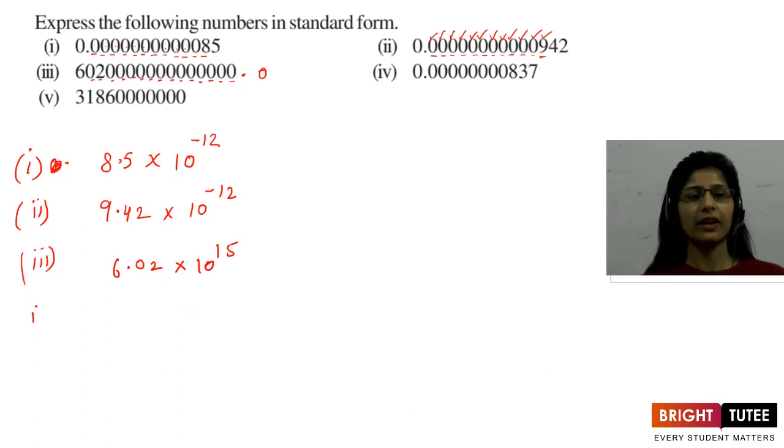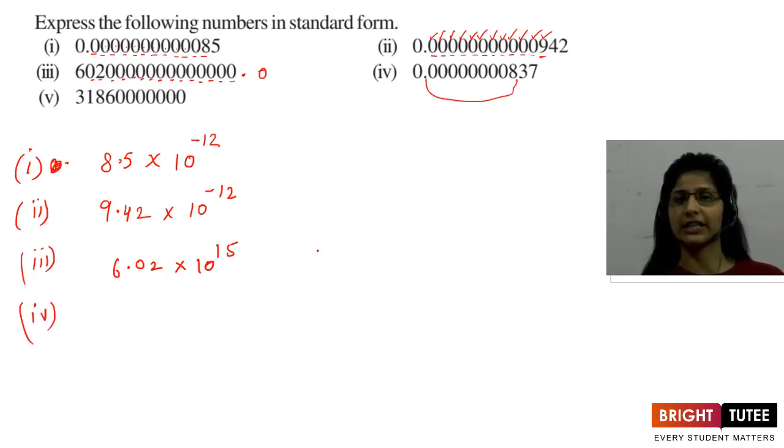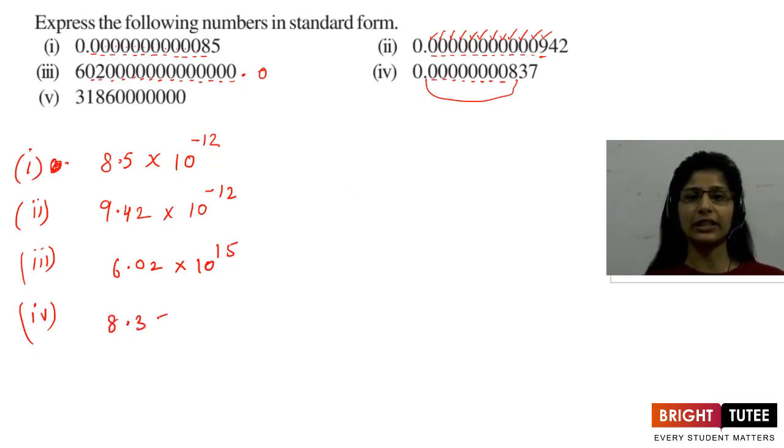Okay. In the fourth part, just see, this decimal will be moved after 8. How many places? 1, 2, 3, 4, 5, 6, 7, 8, 9. So 8.37 into 10 to the power 9 places, and towards the right, that's why minus.